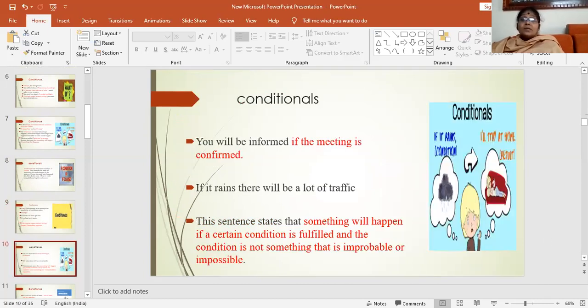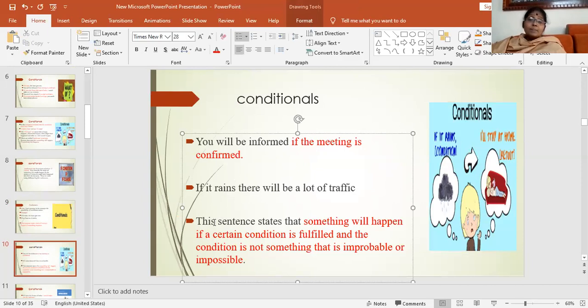Then look at this sentence. You will be informed if the meeting is confirmed. Or if it rains, there will be a lot of traffic, right? Now, these sentences state that something will happen if a certain condition is fulfilled, and the condition is not something that is improbable or impossible. Something will happen if a certain condition is fulfilled. That is, if the meeting is confirmed, you will be informed.